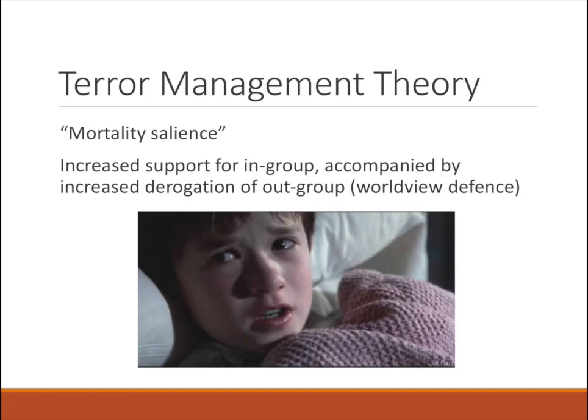Anyway, what research also shows is that doing this, reminding people of their death, doesn't just lead people to think about their death, but it in fact does lead people to cling more strongly to their beliefs and treat people who have different beliefs rather poorly. In other words, prejudice. Increased support for the in-group, increased derogation of the out-group. This is the worldview defense reaction that we see when we remind people of their death. Prejudice increases when you remind people of their death.